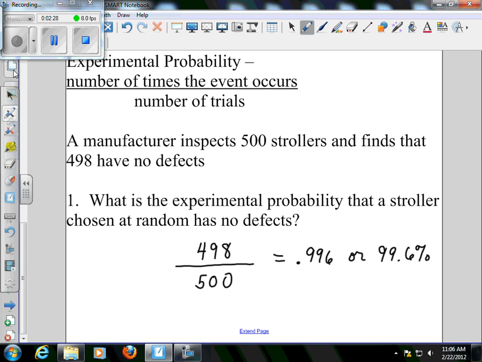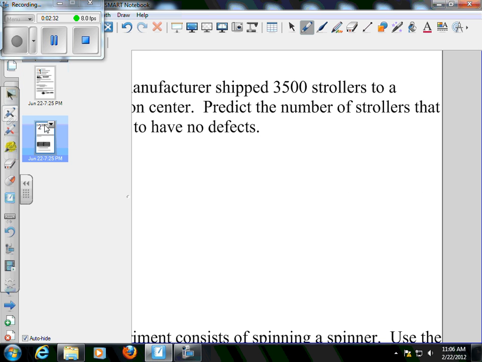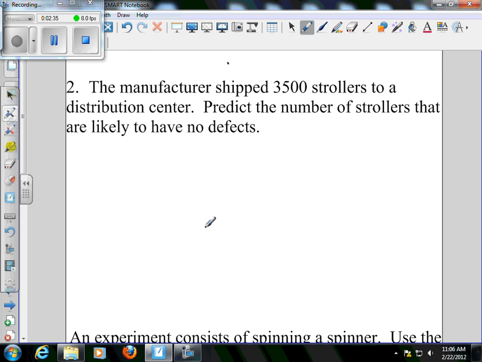Okay, so let's move on to our next example. We're still looking at the strollers. It says the manufacturer shipped 3,500 strollers to a distribution center. Predict the number of strollers that are likely to have no defects. Well, there were 3,500 strollers that were shipped, and we learned in our very last problem that the probability of a stroller having no defects is 0.996 or 99.6%.